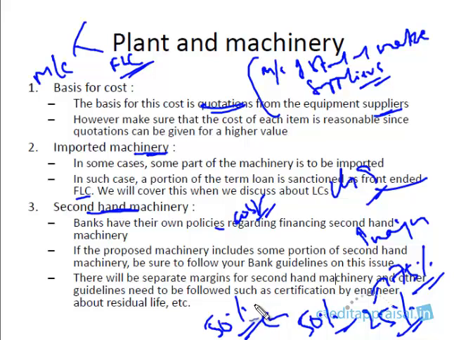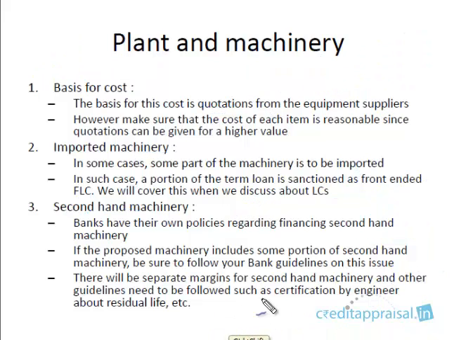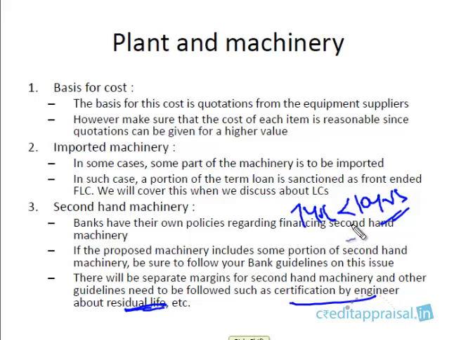Not just the margins, they will also have some other guidelines, like getting a certification from an engineer about the residual life, that the machine is going to work well for a period of 10 years, say. So if your loan repayment tenor is 7 years, that's all right. These are the points you need to keep in mind when dealing with second-hand machinery. Please refer to your particular bank's loan policy guidelines for the exact guidelines in this regard.